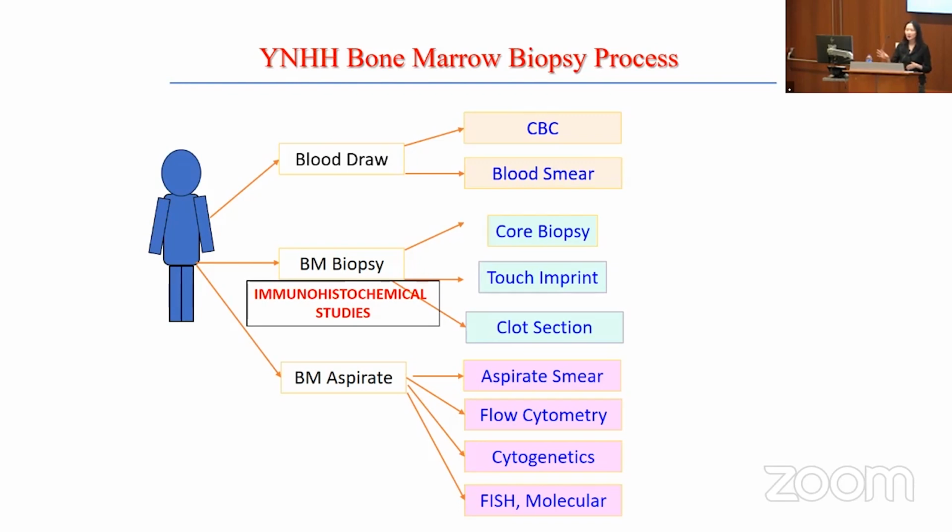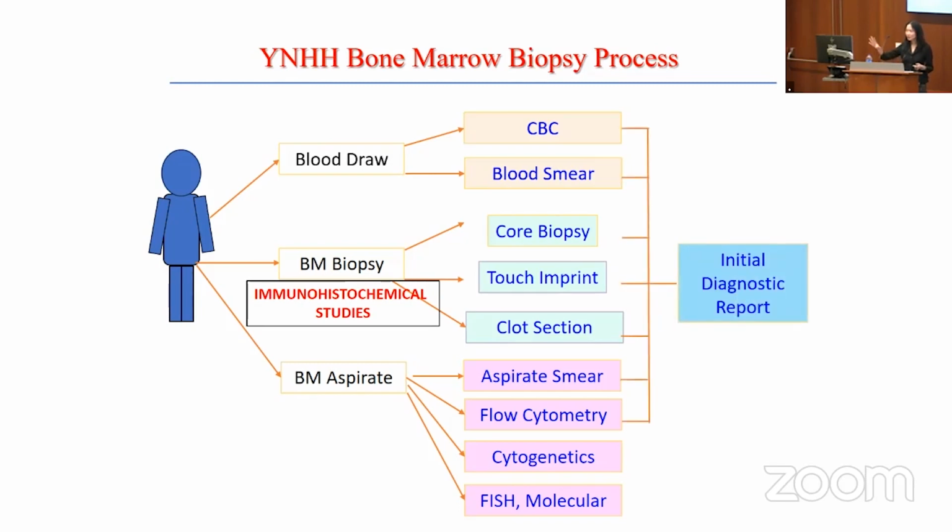So on the biopsy, I can also order a lot of these immunohistochemical studies, which is essentially looking at the protein expression of all these cells. So that first part, this CBC, blood smear, the biopsy, the aspirate, the flow, go into the initial diagnostic report, because that can be done in essentially a couple of days. The rest, like cytogenetics, FISH, molecular, generally come out in any institution somewhere between 10 to 14 days. So that's why it doesn't come out in the initial report, it comes out later.